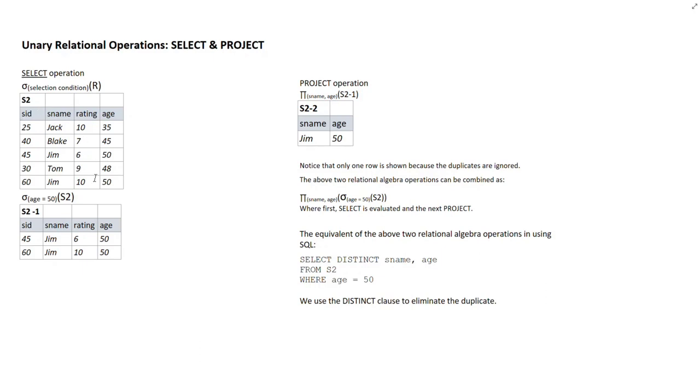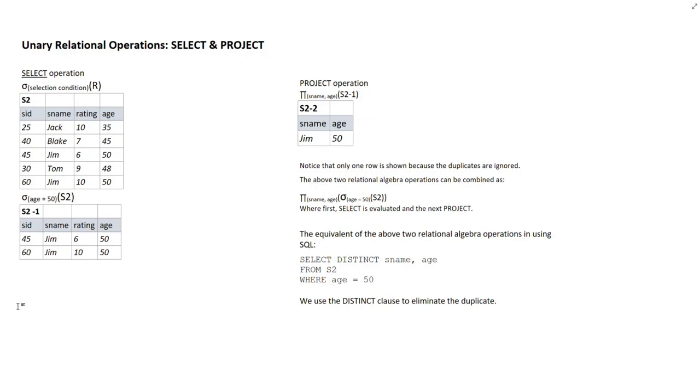So if this is our relation, then having select where age is equal to 50 from the S2 relation, which is the relation name, it will give us these two rows. These are the only two rows that met this condition, age being 50. So what select does is only give you a subset of rows or tuples based on that condition. If the condition is met, then those rows will be the result. And again, the result is itself another relation.